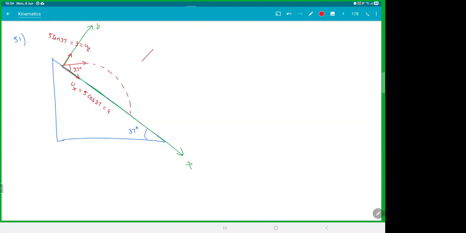So the component of gravity, this guy would be g cos 37, and g sin 37. Sin 37 is 3 by 5. This is 6 and this is 8. Time of flight 2 uy by ay. Uy is 3, this is 8. So that's 3 by 4 seconds. That's your time of flight there.